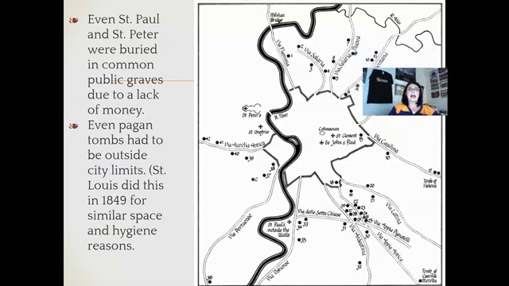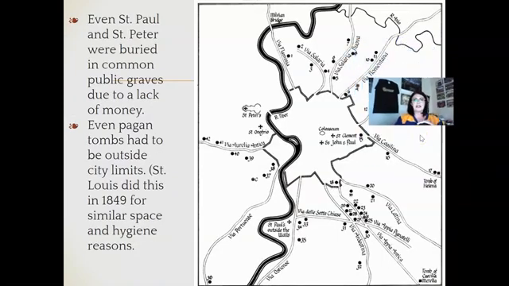So this is just kind of a map in Rome that you can see, like all of these catacombs that are kind of running underneath it. And even St. Peter and St. Paul, who are so important in the Catholic Church, were originally buried in these common public graves. Now, they were required to be outside of city limits. And there used to be this thought that if they were outside of city limits, they must be Christian or Jewish, but that's not the case.